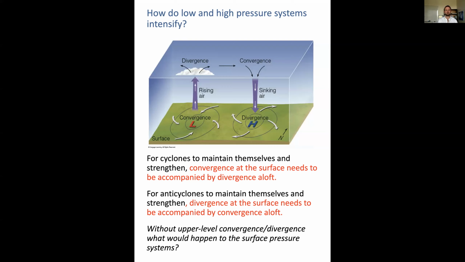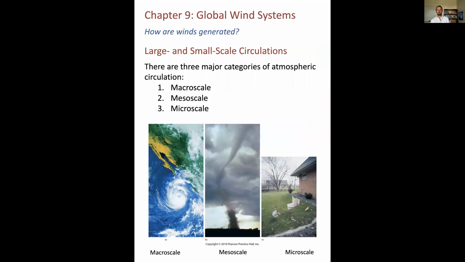Okay, so this was the end of chapter 8, and let's now move on to applying our knowledge in the last 3.5 lectures about wind and apply that to different systems on Earth.